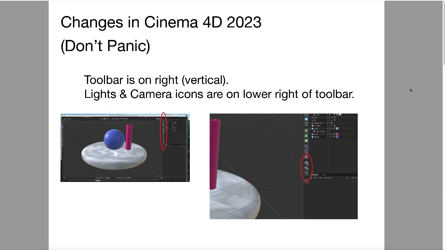First of all, the toolbar is on the right and it's vertical, and the lights and camera icons are in the lower right of the toolbar, and I'm going to show you this a little bit after I go through this. So that's not a big deal. In the videos, the toolbars are horizontal in the top of the workspace, and they just changed the toolbar to a vertical configuration on the right.